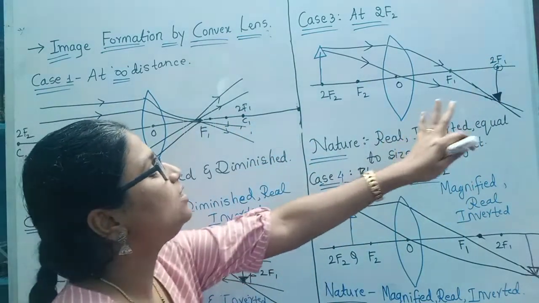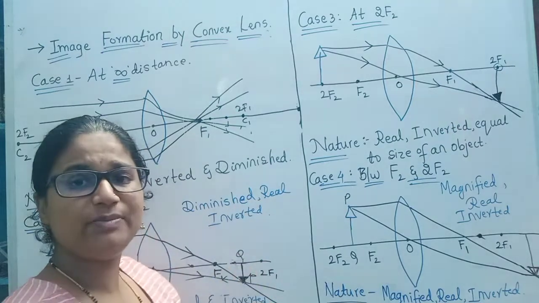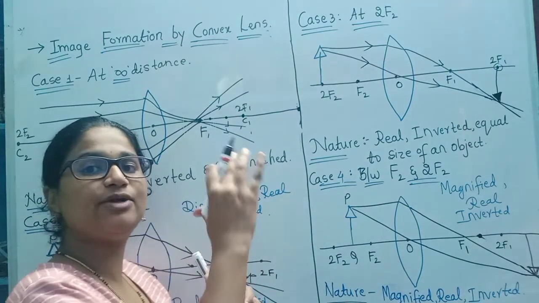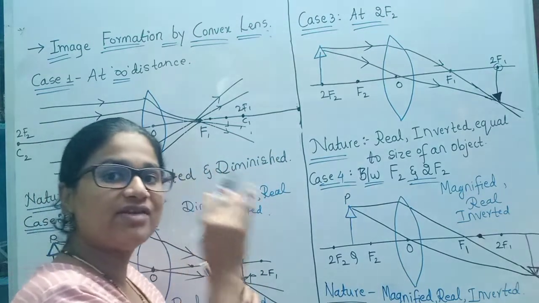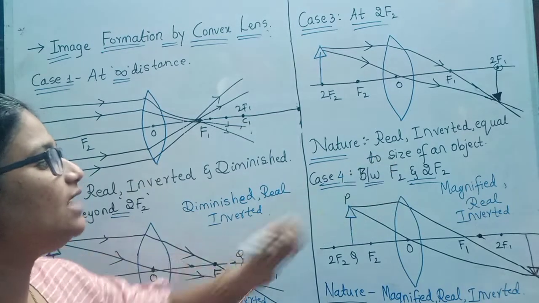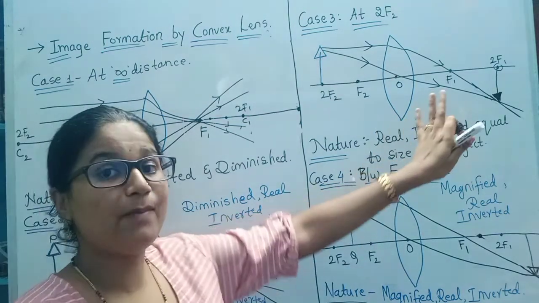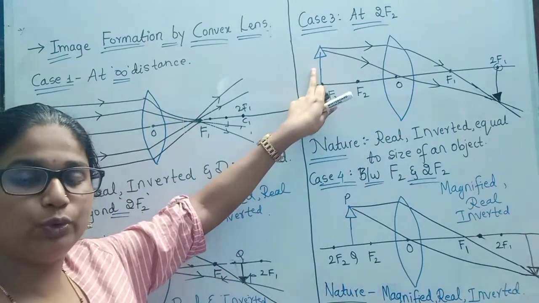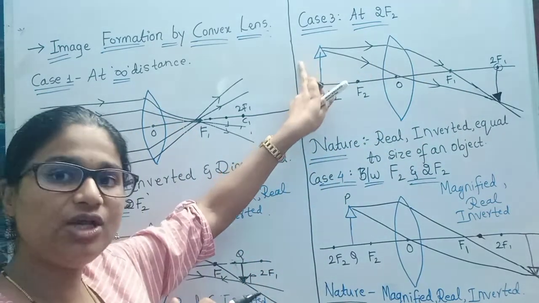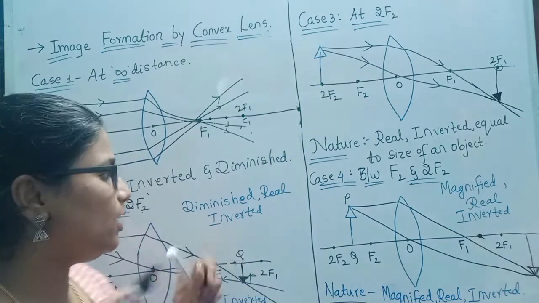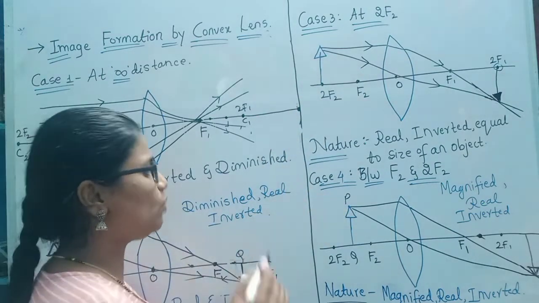So here the nature of the image will be magnified, that is larger in size compared to the object. It will be real and inverted, and not magnified here. The size of the image will be equal to the size of the object, not larger. Okay. Now, in case 4, what happens?